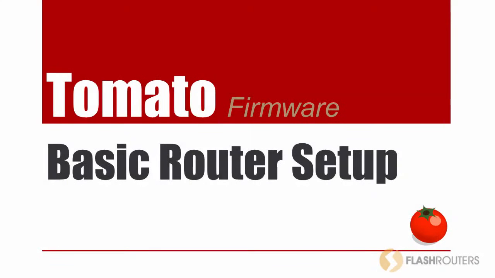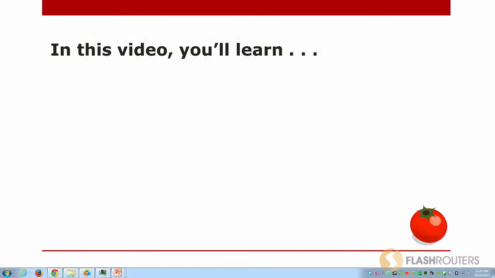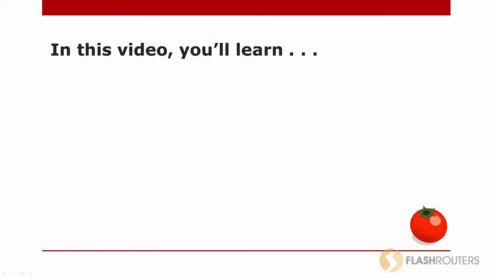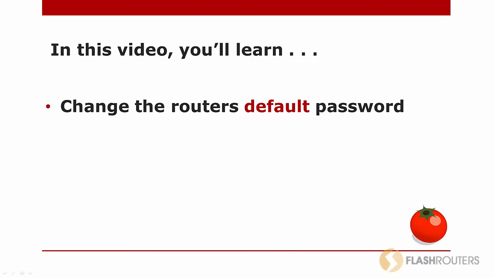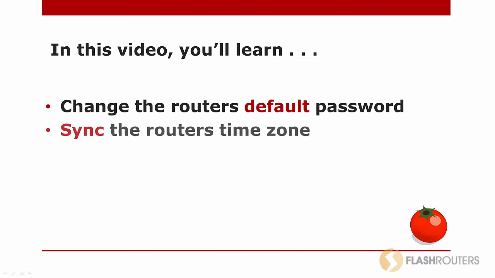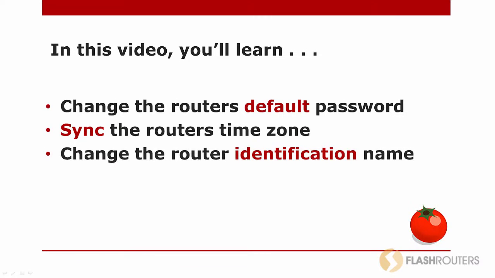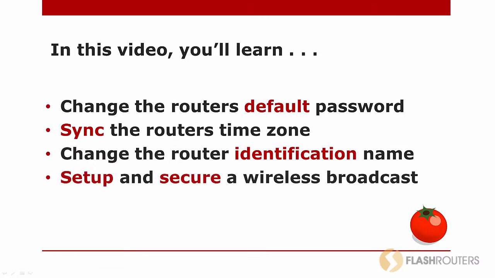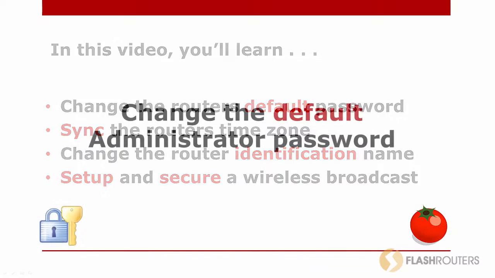This video is a basic setup guide for routers using Tomato firmware. This video assumes that you have already flashed Tomato firmware to your device and that you are setting up your router for the first time. In this video, you will learn how to change the router's default password, how to sync the router's time zone, how to change the router identification name, and finally, how to set up and secure a wireless broadcast.